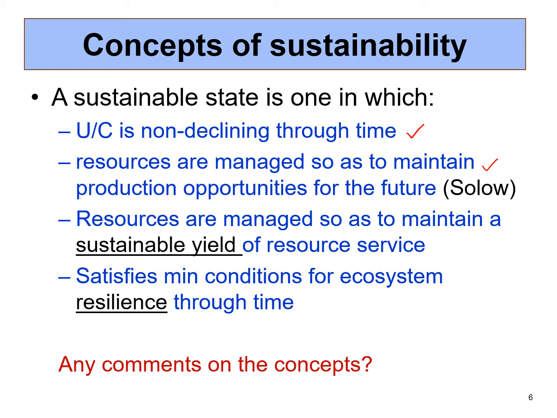The next definition of sustainability is that resources are managed so as to maintain a sustainable yield of resource service. So what is sustainable yield? It means that our harvest rate should equal the natural growth rate. The last definition of sustainability is that it satisfies the minimum condition for ecosystem resilience through time. So based on these definitions of sustainability, do you have any comments on the concepts? Is there anything you want to say about these definitions given by the scholars? Okay, we will discuss your comments in the next class.